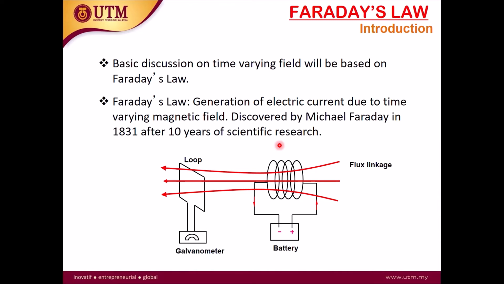discovered by Michael Faraday. Okay, if you see this figure, the first circuit will generate the current, and the current will produce the flux, and then the flux will link to the second circuit, where this circuit does not have any electrical source, but you can see at the second circuit the current can be produced at a certain condition of the magnetic field.